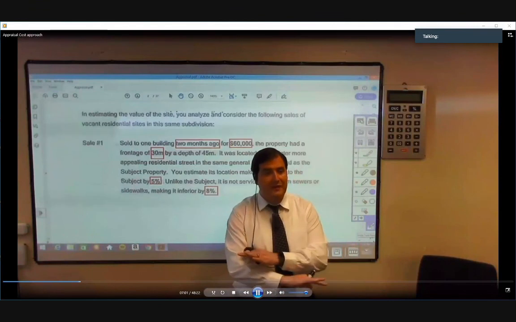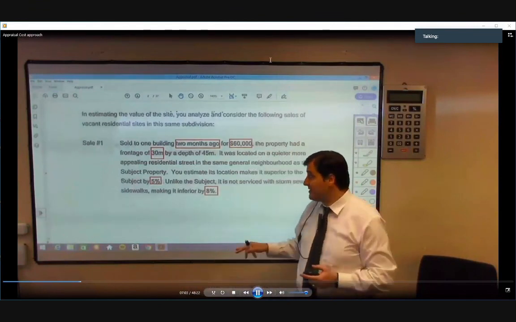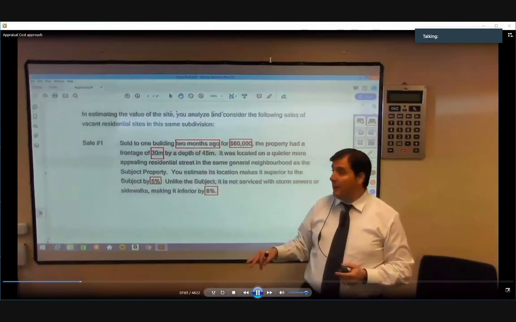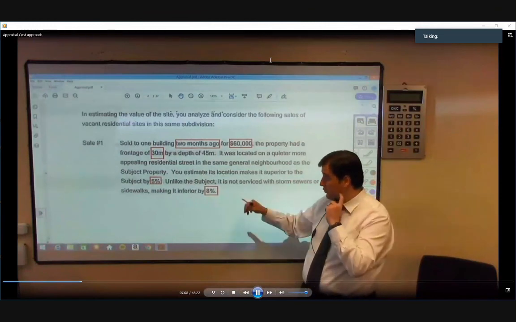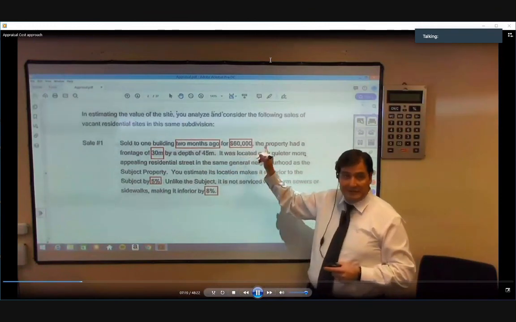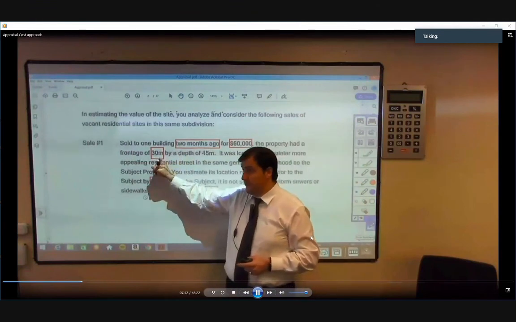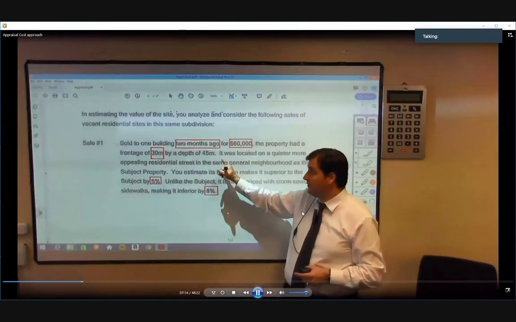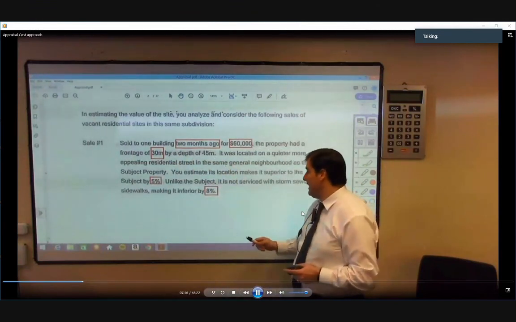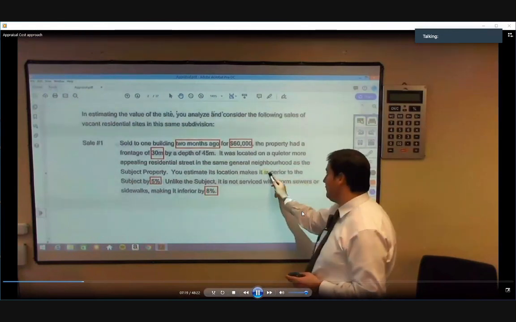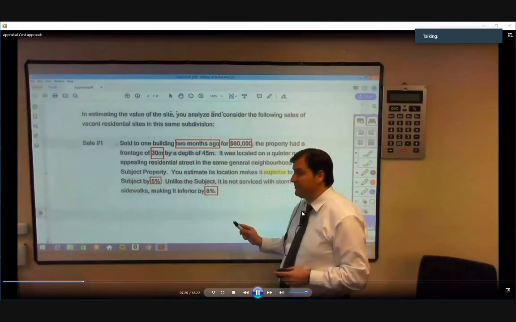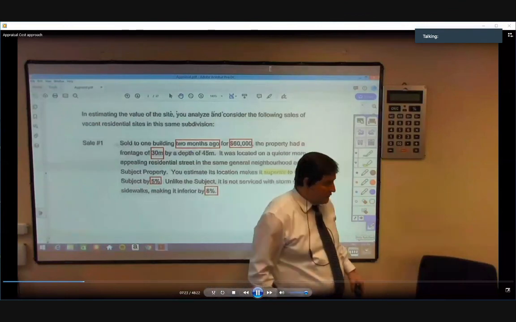Now, first thing you need is to put a value on the land. They're going to tell you that a property sold 2 months ago for $60,000, the land. The frontage is 30 meters, so you don't care about the depth. But this one has something that makes it superior to your property, 5%. So you have to use your hand for this one.